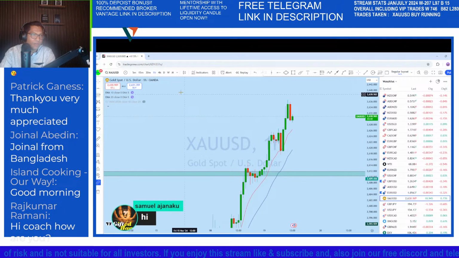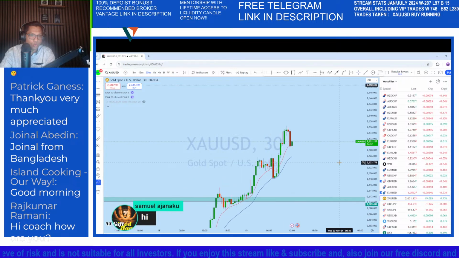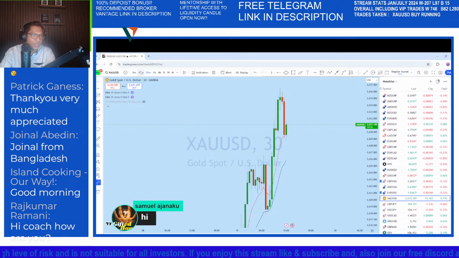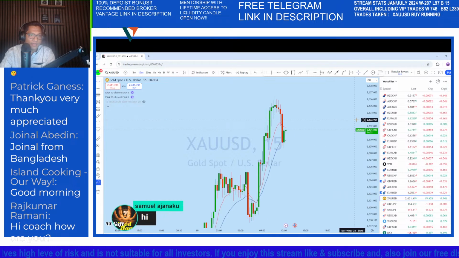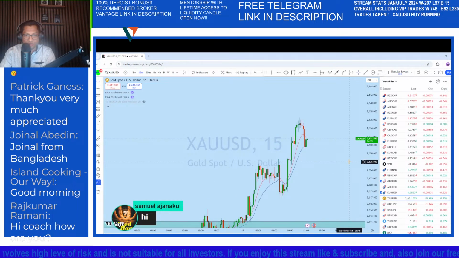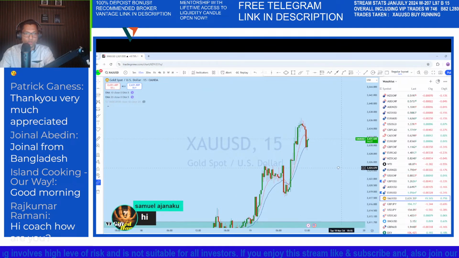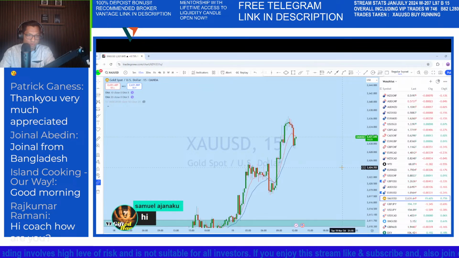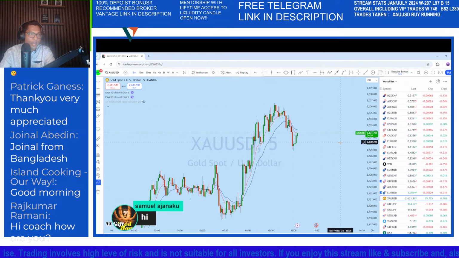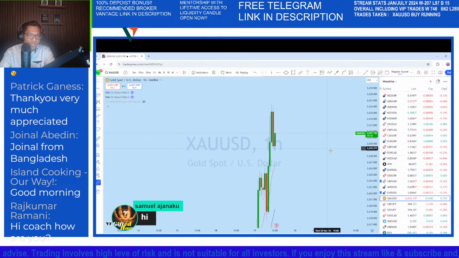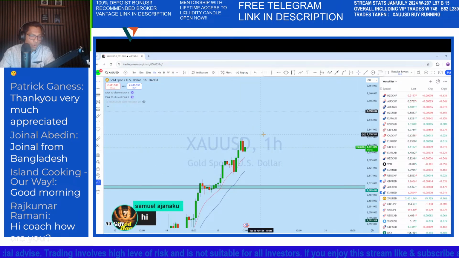On the lower time frame, we can expect for the market to continue to rise to create a new higher high. So let's see where it is heading, and based on that, we can look for potential trading opportunity in this market. Now, if we look at the 1 hour chart, we can see that it's bullish.